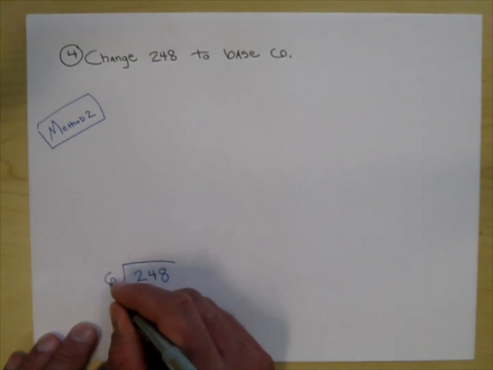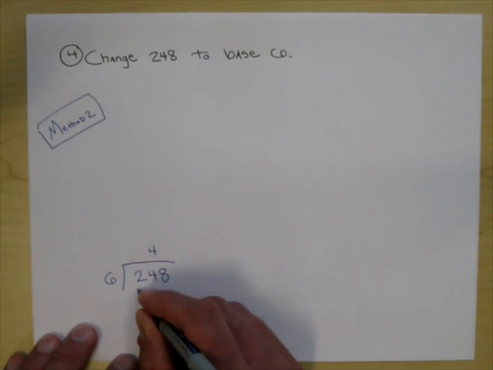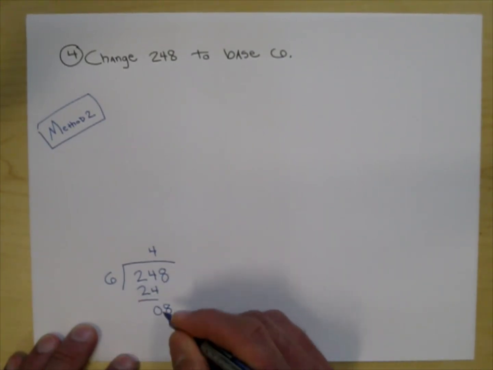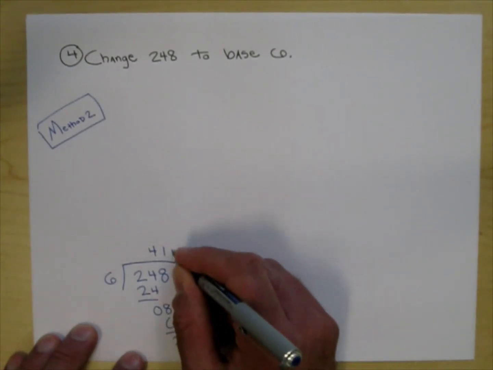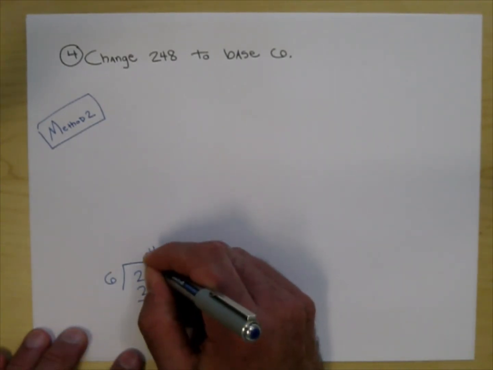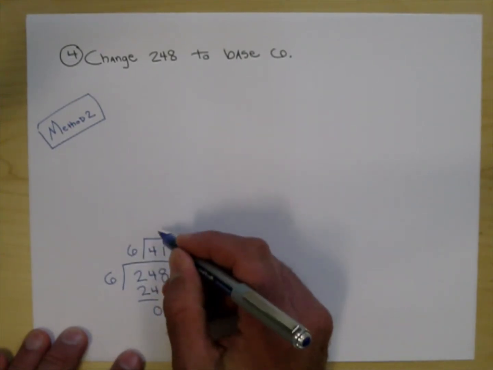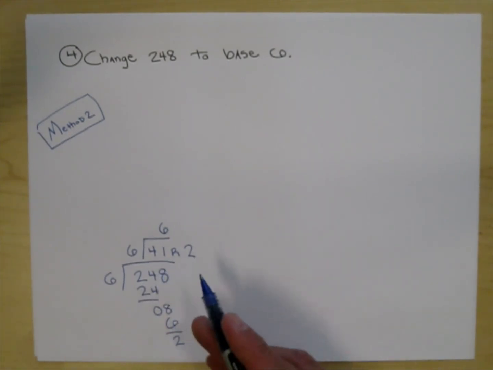I'm going to go ahead and put 6 in there. 6 goes into 24 4 times. You subtract and get a 0. Bring down the 8. 6 goes into 8 1 time. 1 times 6 is 6. Subtract, get a 2. So we have 41 remainder 2. 6 goes into 41. Well, 6 times 6 is 36. And what is that difference between 36 and 41? It looks like that difference would be 5.